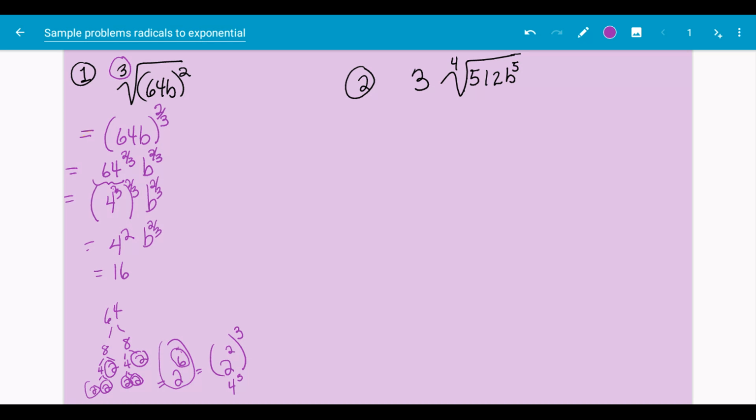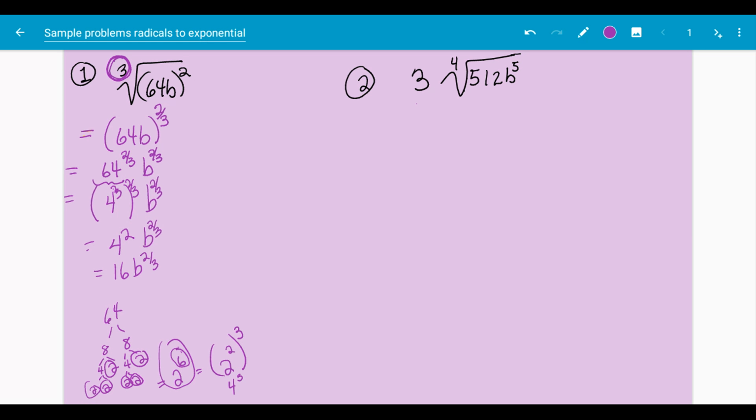I'm going to simplify that and write that as 16b to the 2/3 power. Okay, so you have to keep in mind what that index is and try to find something times itself that many times. And of course, you may have leftovers. So let me show you what I mean by that. Let's look at this problem right here.